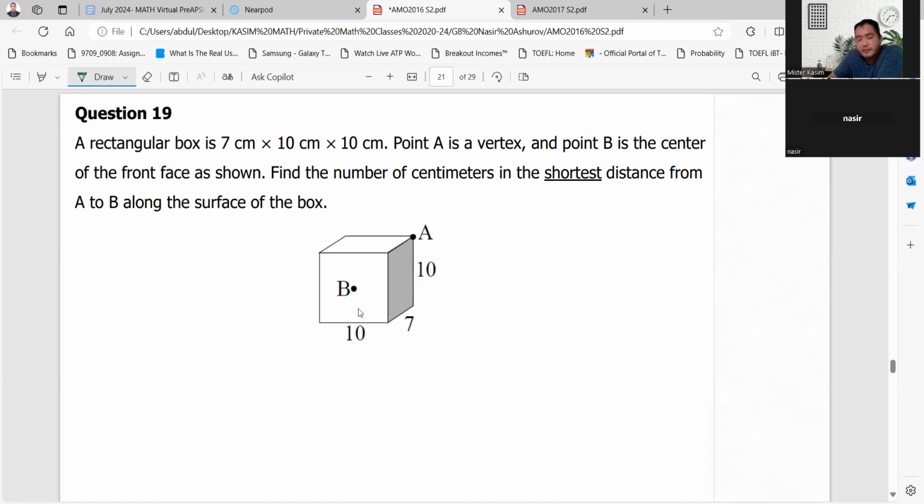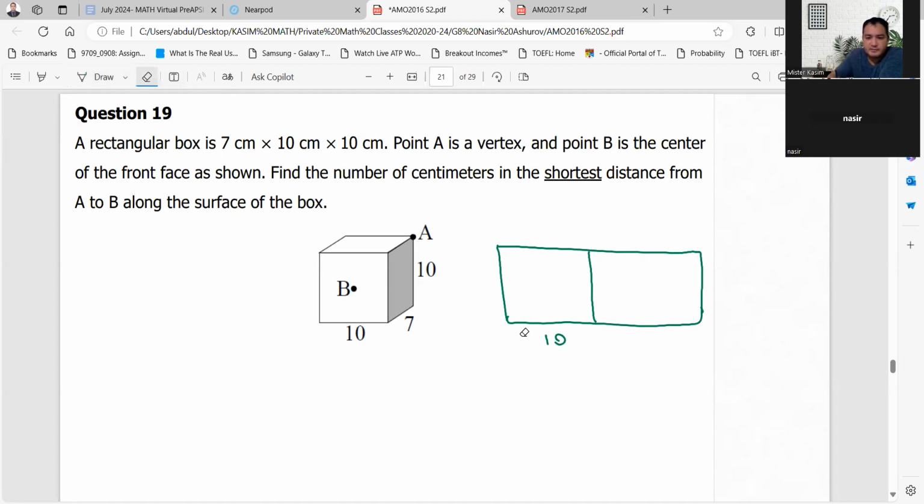Good. Because this question is the same thing as asking, right? If you just flatten this cube, the front face and the right face, at the end we will have something like this. Yeah, that's what I did. Very good. And that's the point here. So this one is 10, and this one is, let's say, 7. And also this one is 10, right? So it is somewhere here.